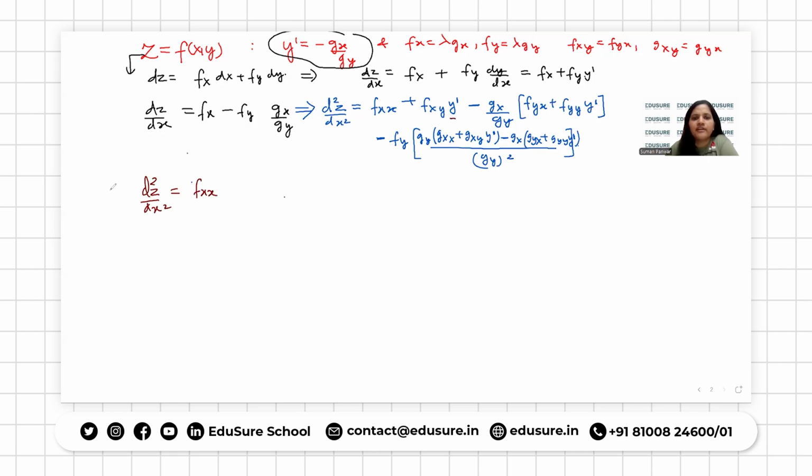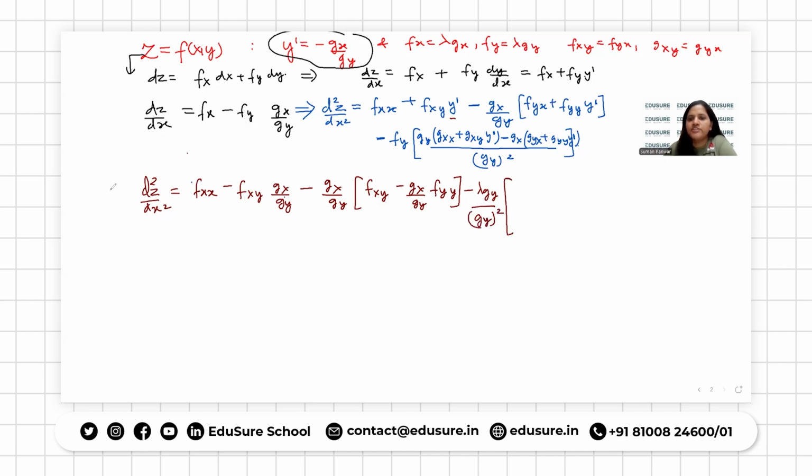Instead of y dash, we will write again gx by gy. Then minus gx by gy. Instead of fyx, I can write f of xy. Instead of y dash, we will again write minus gx by gy, fyy. Then instead of this fy, we can write lambda times gy. Okay. And we will have gy square common.